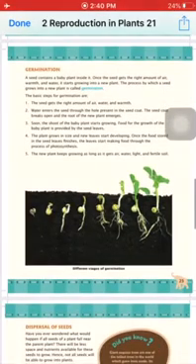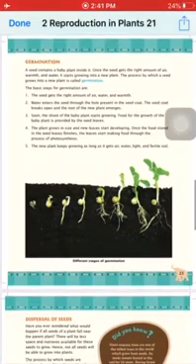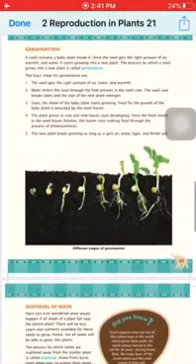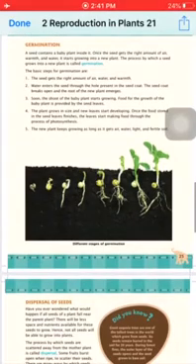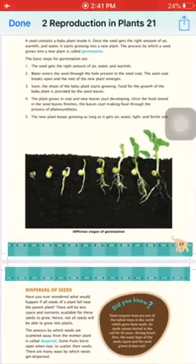Next is germination. What is germination? When a seed grows into a new plant, it is called germination. And for germination, any seed needs a proper amount of air, water, sunlight and warmth. So here we discuss some steps for germination. First is the seed gets the right amount of air, water and warmth. Second is water enters the seed through the holes present in the seed coat.